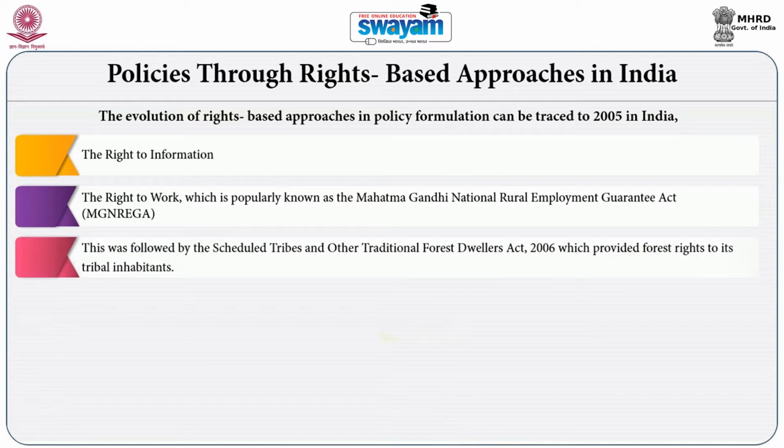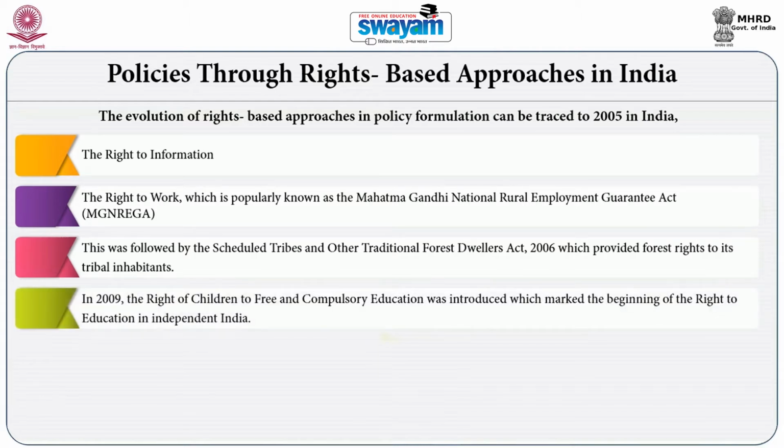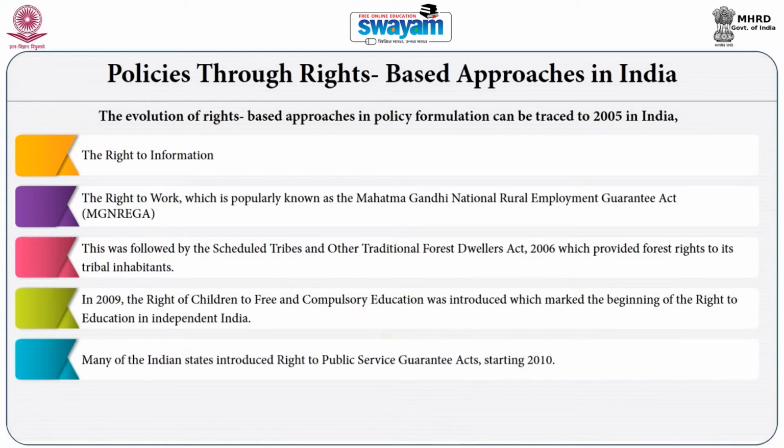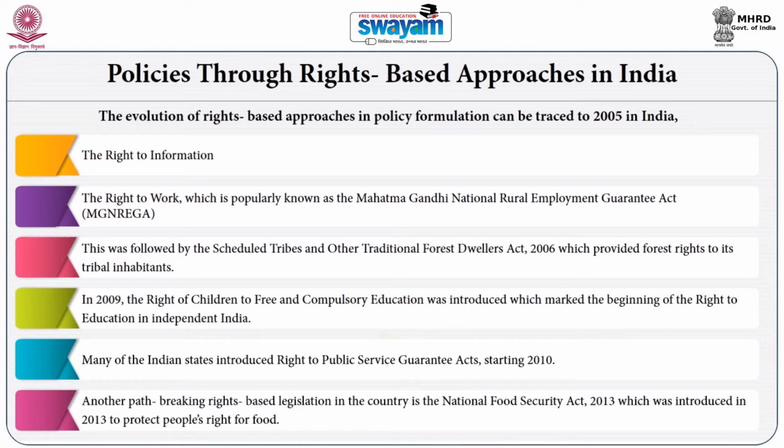This was followed by the Scheduled Tribes and Other Traditional Forest Dwellers Act 2006, known as the Forest Rights Act, which provided forest rights to the tribal inhabitants. Again, when you come to 2009, the right of children to free and compulsory education was introduced, which marked the beginning of the right to education. And going a step further, many of the Indian states also introduced the Right to Public Service Guarantee Act starting in 2010. And most importantly, the path-breaking rights-based legislation in our country is the National Food Security Act 2013, which was introduced to protect people's right to food.